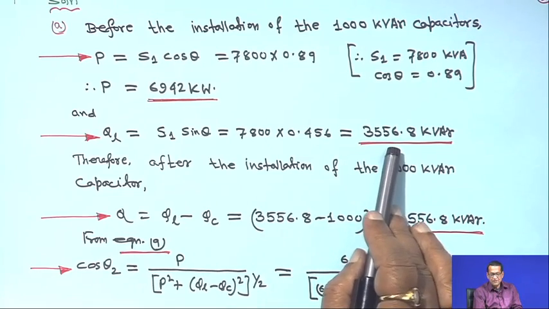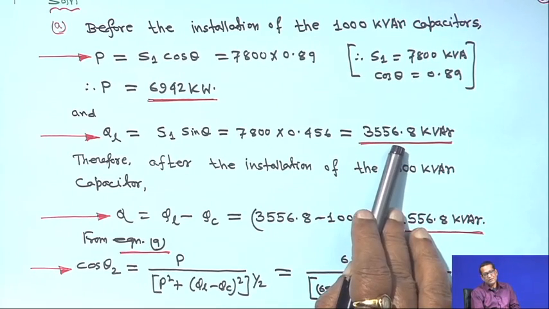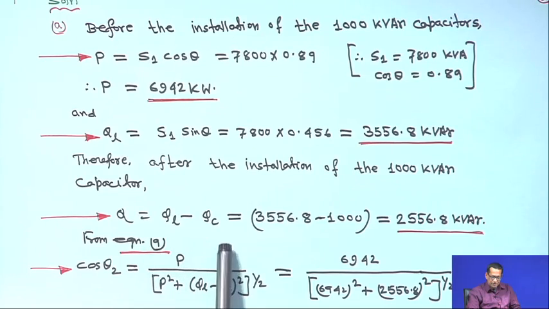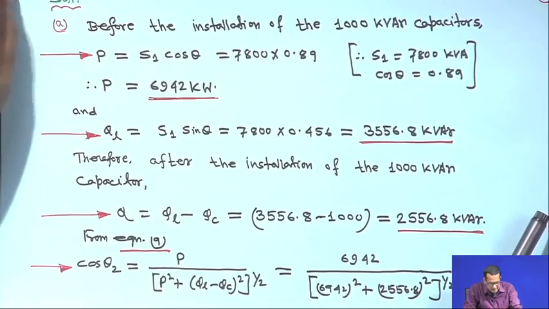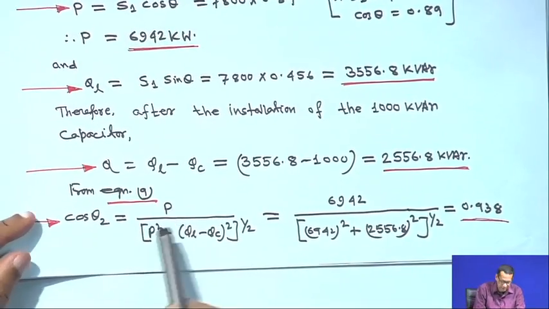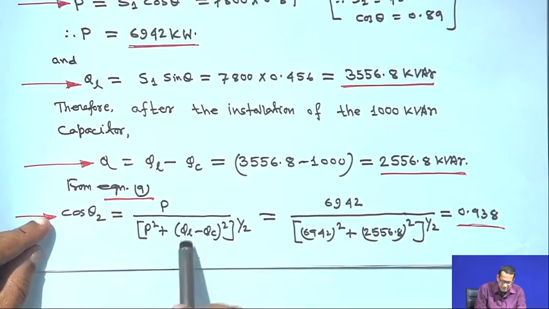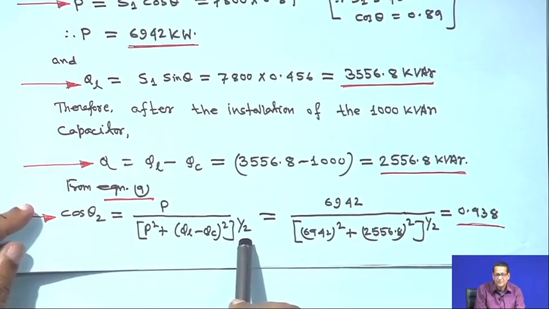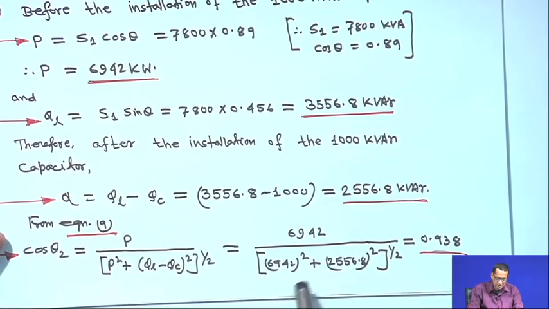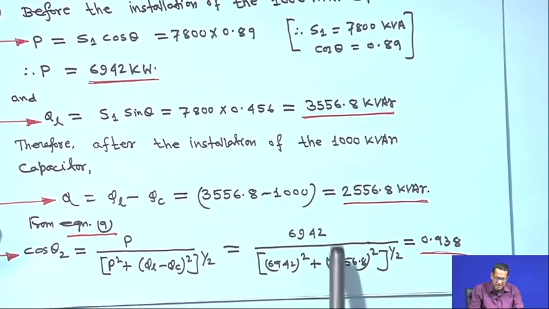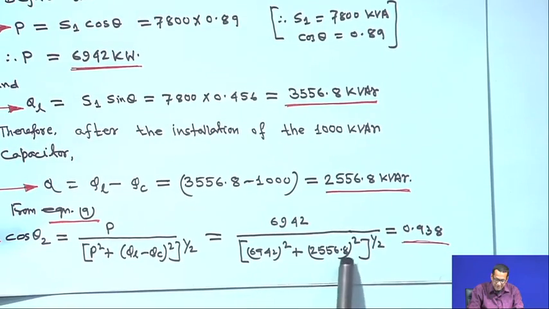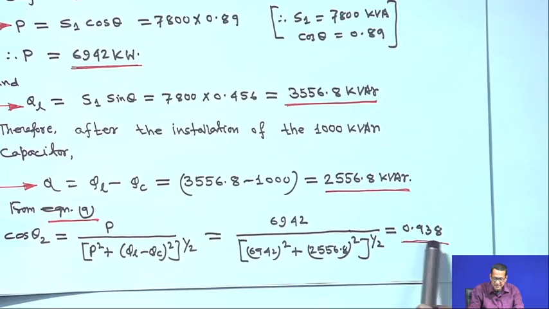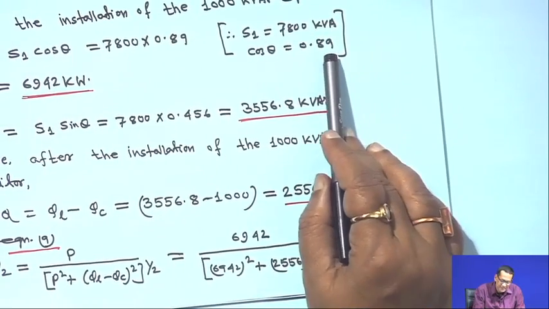Therefore, after the installation of the 1000 kilovar capacitor, Q will be QL minus QC. This is your QL, the reactive power required in the load. So Q is equal to this much minus 1000, which is 2556.8 kilovar. From equation 9, we know that cos theta is equal to P upon P square plus QL minus QC whole square to the power half. P is given 6942, so 6942 upon 6942 square plus 2556.8 square to the power half, which is 0.938.